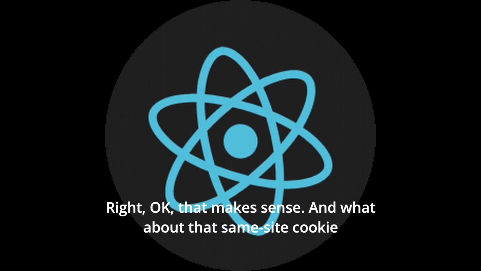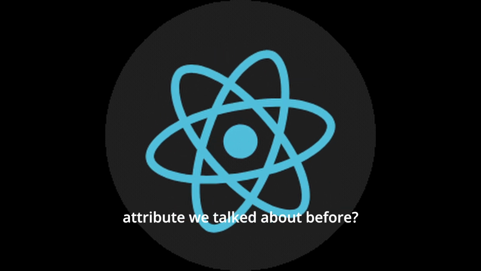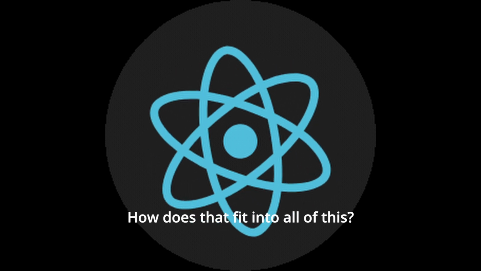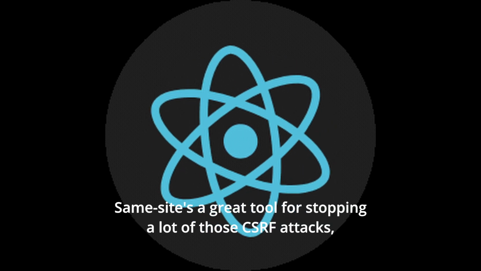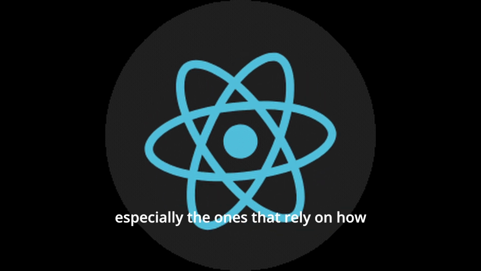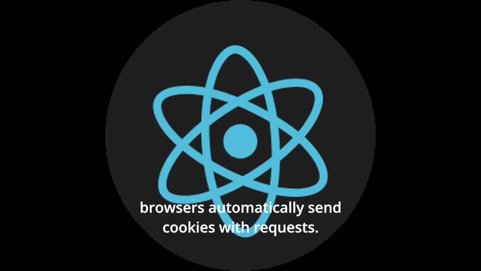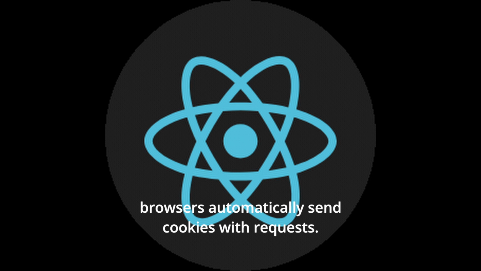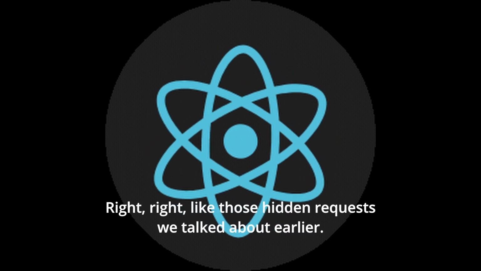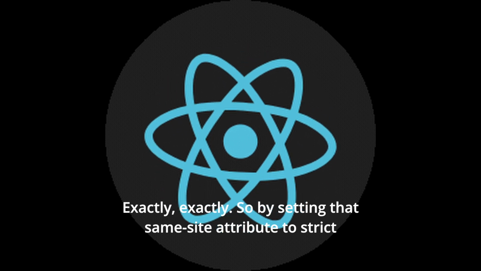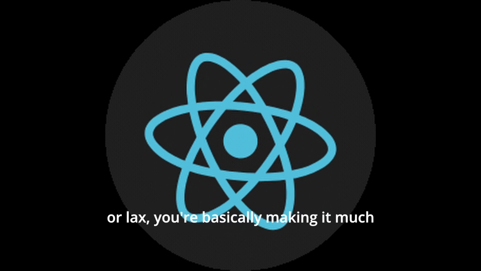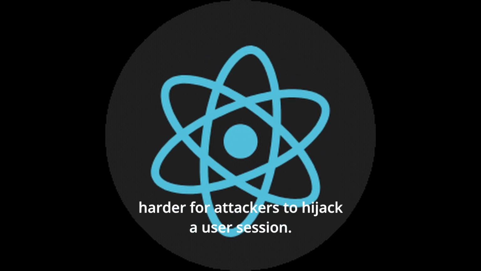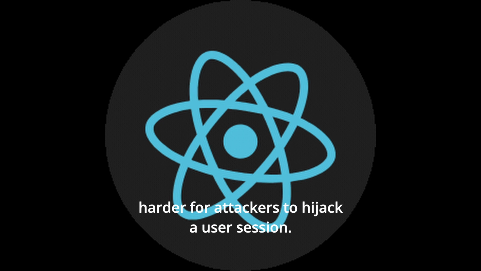And what about that SameSite cookie attribute we talked about before? How does that fit into all of this? SameSite's a great tool for stopping a lot of those CSRF attacks, especially the ones that rely on how browsers automatically send cookies with requests. Right, like those hidden requests we talked about earlier. Exactly. So by setting that SameSite attribute to strict or lax, you're basically making it much harder for attackers to hijack a user's session.